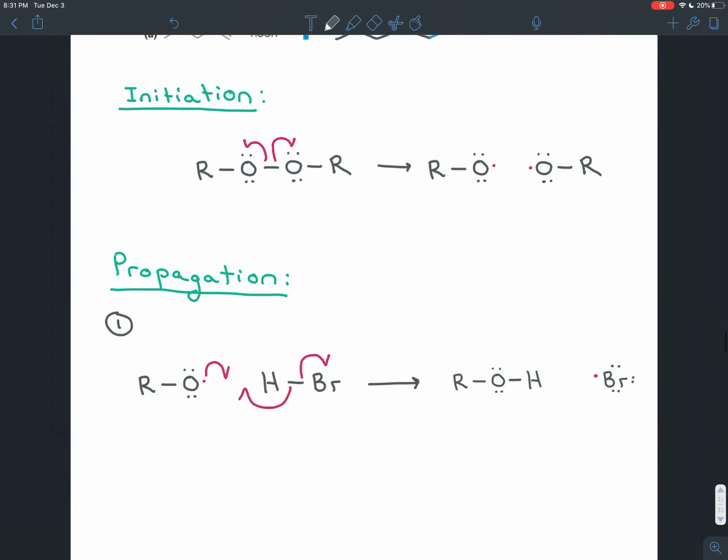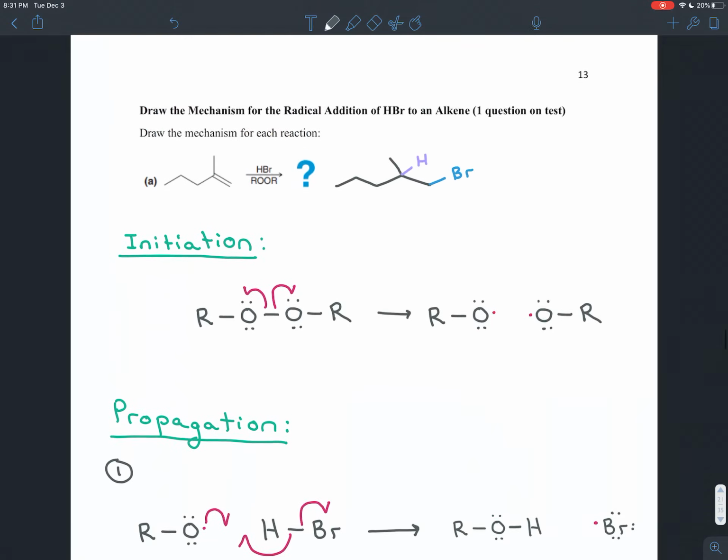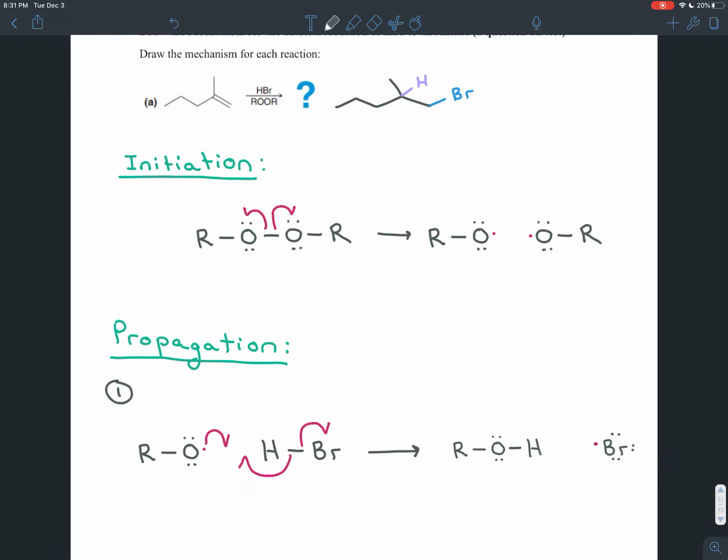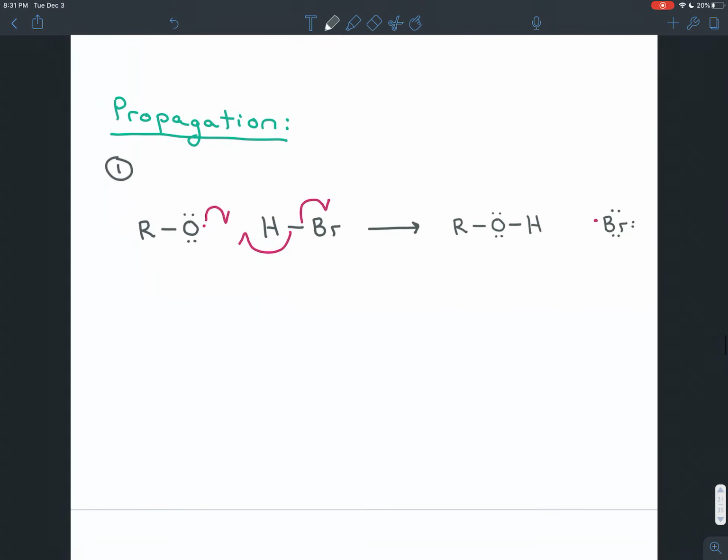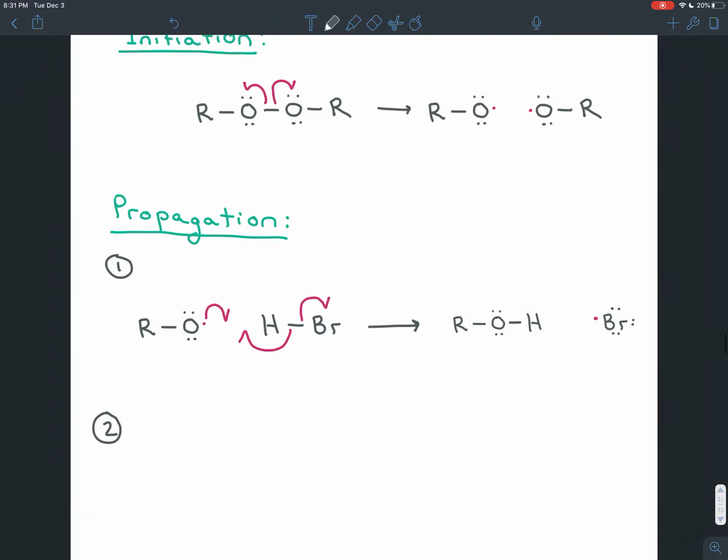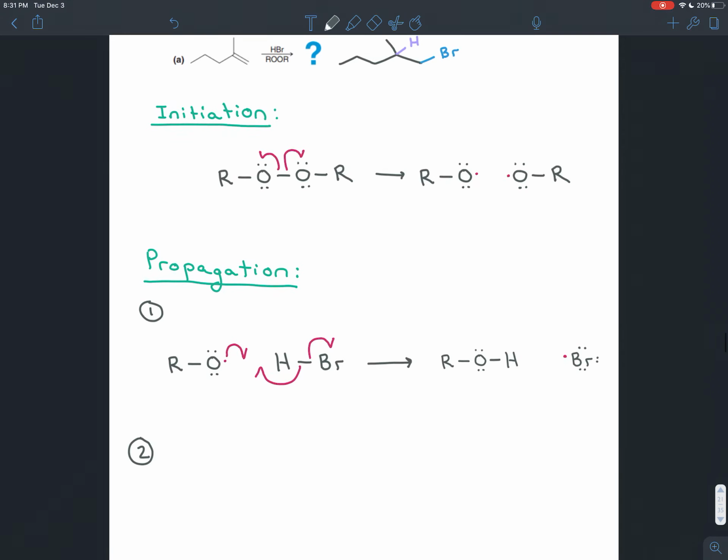So far, the steps we've drawn already will always occur, no matter what the carbon chain is. So far, the carbon chain has not played a role. The carbon chain enters in the second propagation step. So I'll copy this carbon chain down.